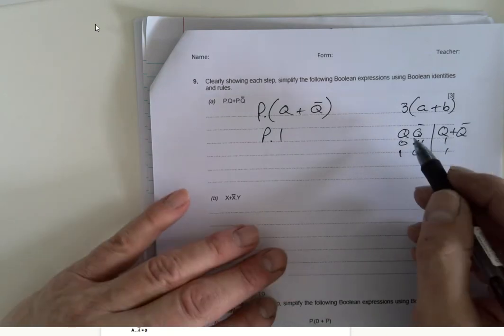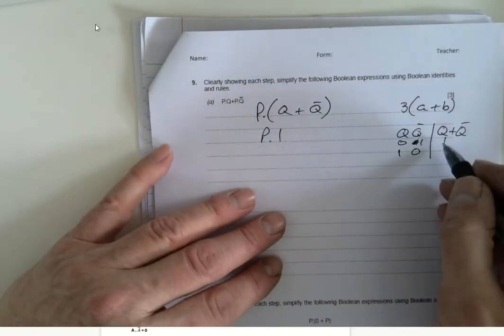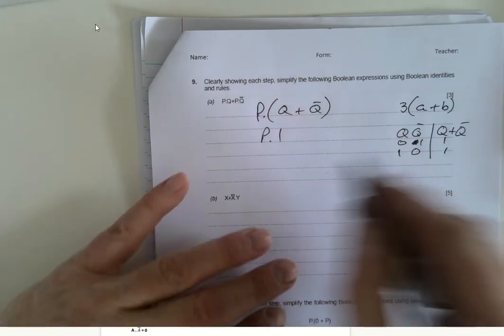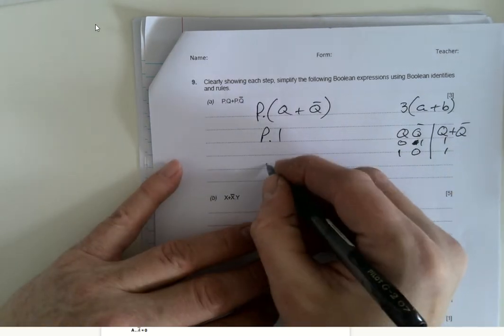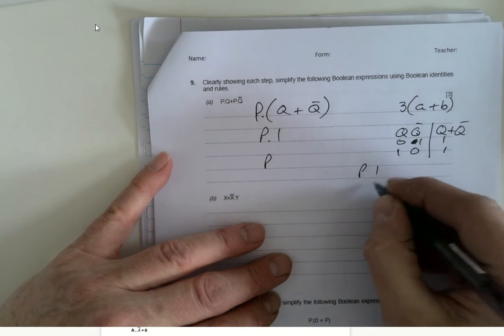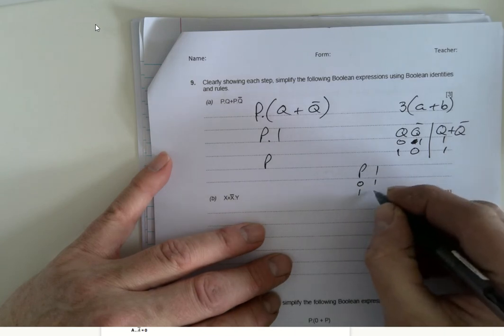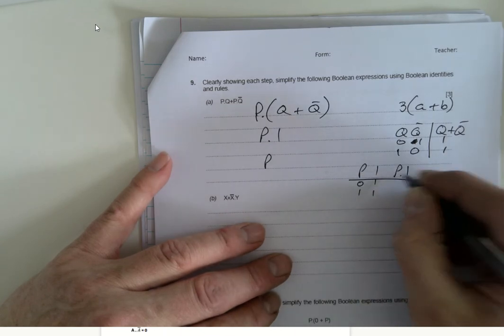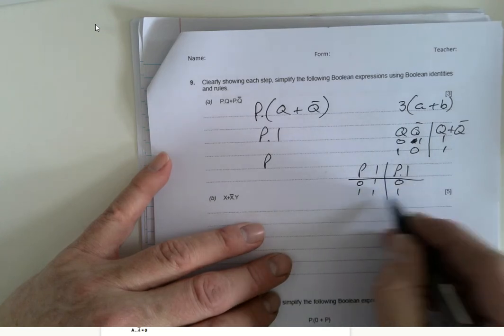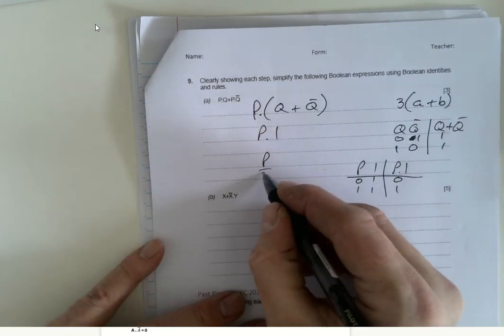You may know all the laws off by heart, but I would expect to see that just for your peace of mind in an examination. P and 1 can be simplified to P, and I'd show that: P is 0, 1, and 1, 1, so P and 1 together gives 0, 1. It's the same as P. So there we are. There's my simplification.